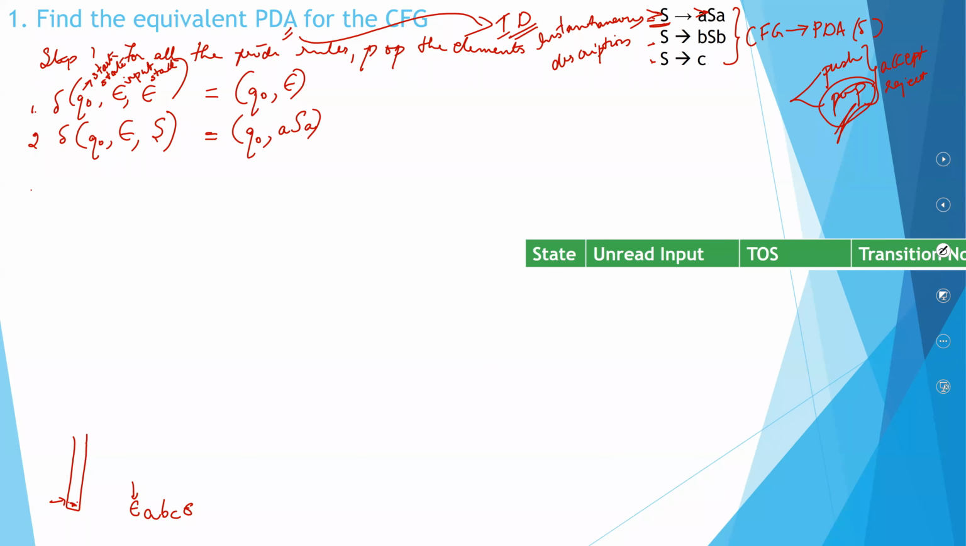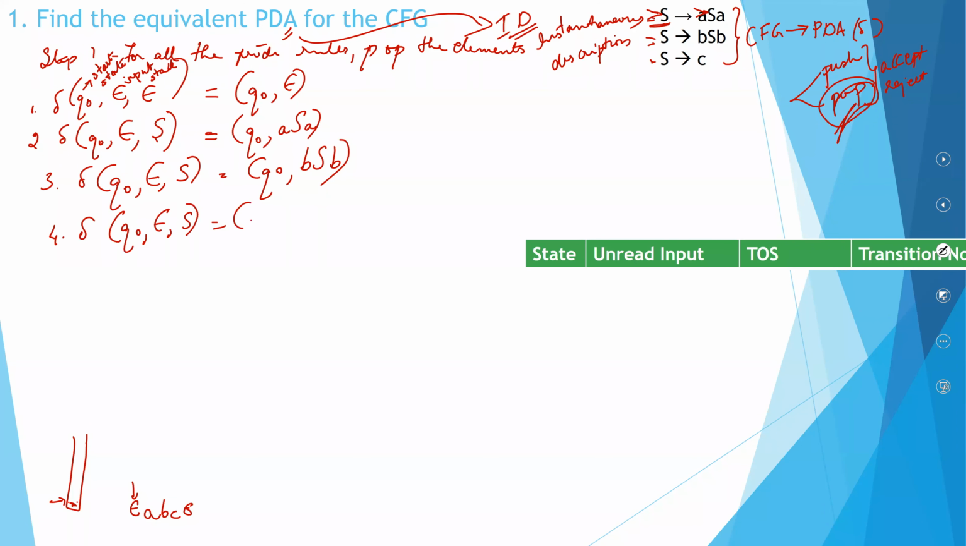My next one will be delta Q0, again epsilon. What do I have on the left? I have S on my left, equal to Q0, and what do I have on my right? I have BS. Now I encounter my next production rule: Q0, epsilon, S, Q0, small c.